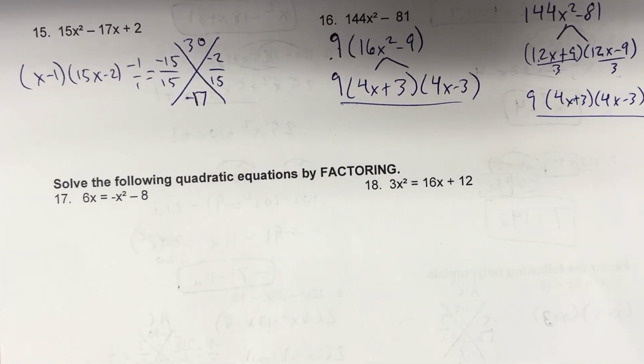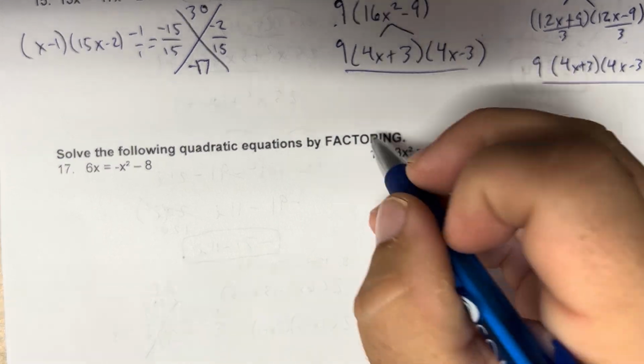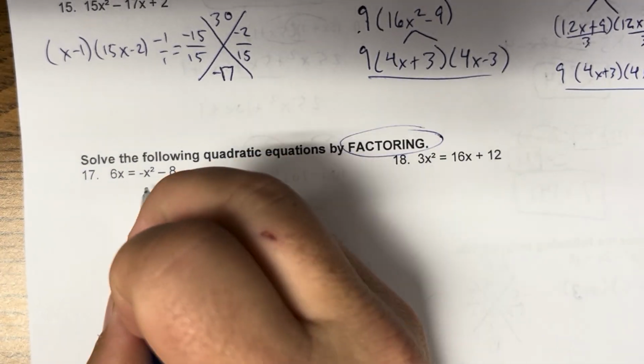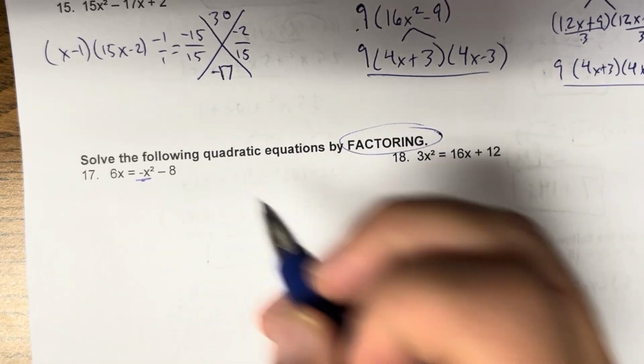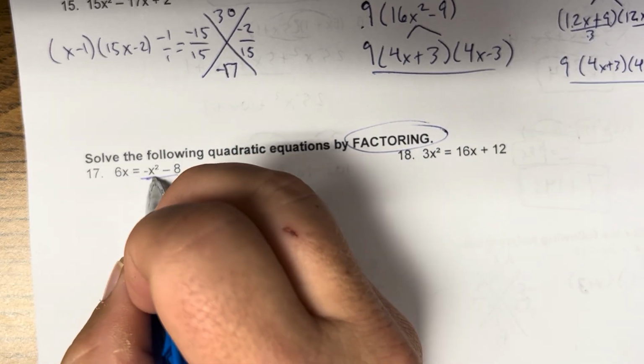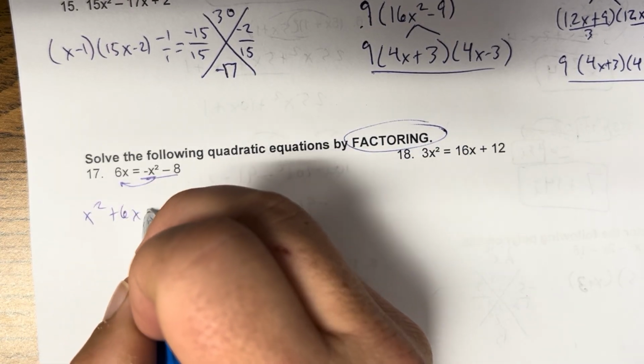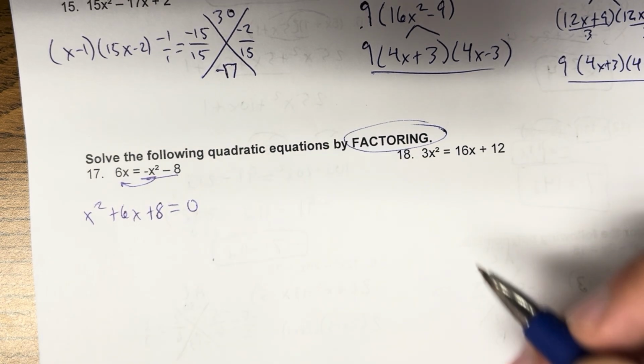All right, now we're going to be solving, and specifically on this one, solve by factoring. So we're going to do what we just did, factoring, but now we're going to solve it as well. So I want to get everything to one side. I always want my a to be positive, so I'm going to move these two terms to the other side. It becomes positive x squared, positive 6x, and a positive 8 equals 0.